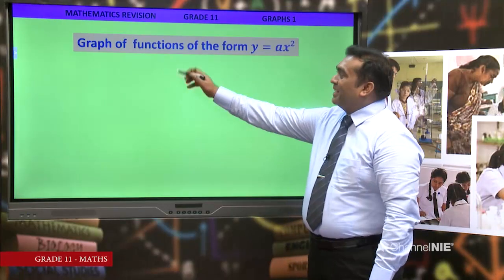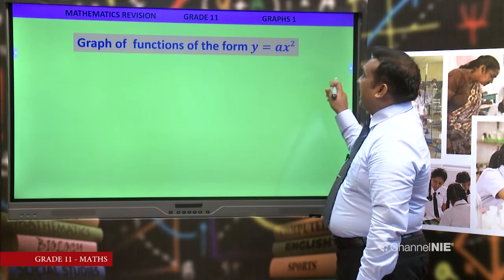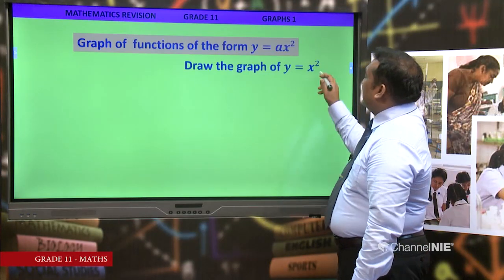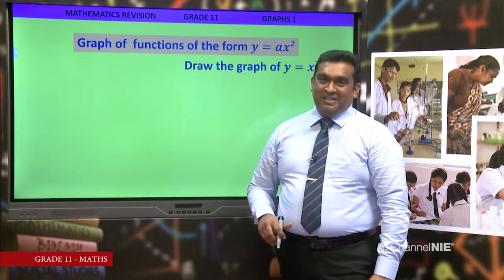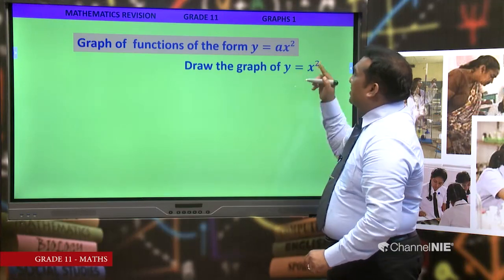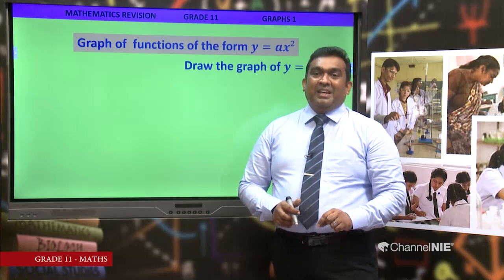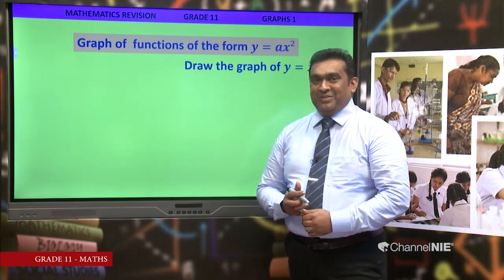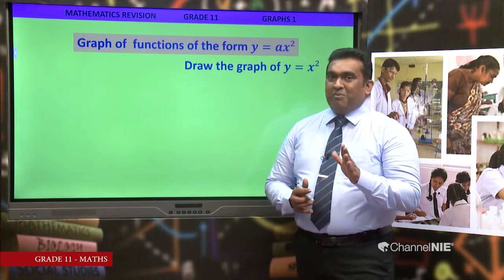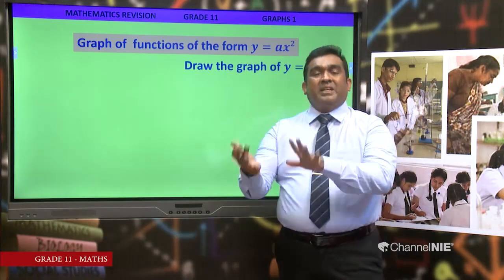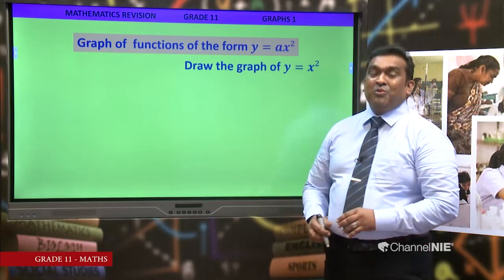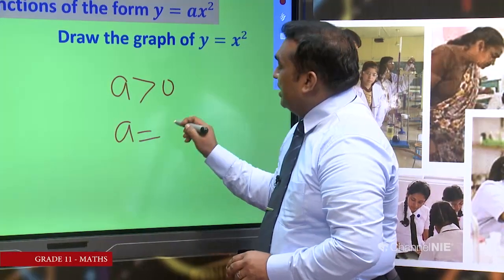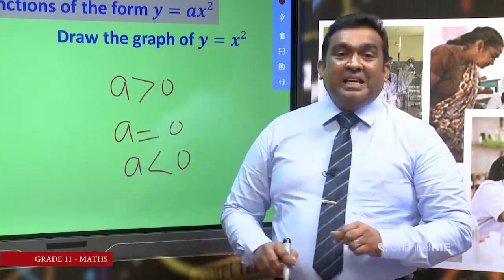Here we are going to discuss graphs of functions of the form y equals ax squared. Then we are going to draw the graph of y equals x squared. Then what is the value of a? a equals 1 here. What is the meaning of a? a is a real number except 0. It means a is positive or a is negative. In this case, a is a positive value. The cases of a are a greater than 0, a equal to 0, a less than 0.